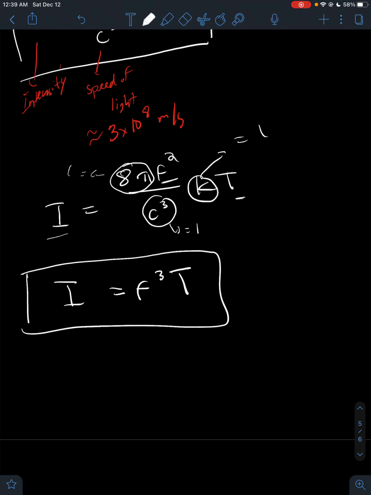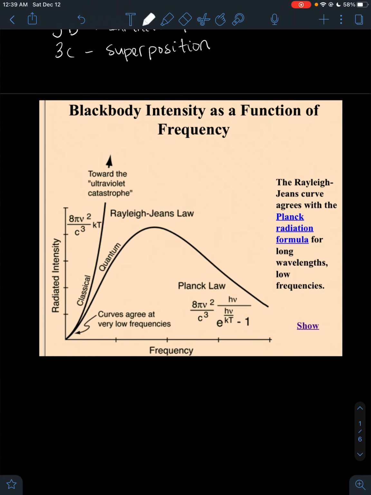Just to see how frequency and temperature change the intensity. So here we have I equals f cubed times T, which means that as your temperature goes up, your intensity also goes up. And as your frequency goes up, your intensity also goes up in turn. And this makes sense. As your frequency goes up, well, there's more intensity. Same thing with temperature.